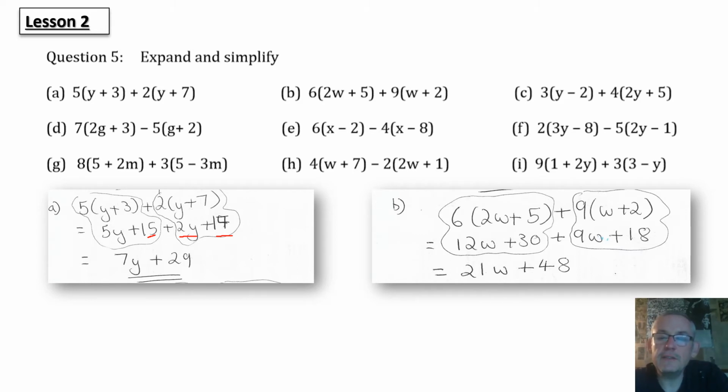Right, let's have a little look at this one. 6 times 2w is 12w. 9 times w is 9w. 6 times 5 is 30. And then 9 times 2 is 18. And then we get the 21w by adding the 12w and 9w together. And then we get 48 by adding the 30 and the 18. Okay, so that's those 2.